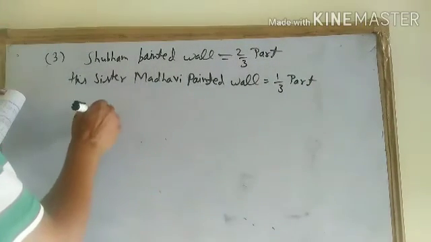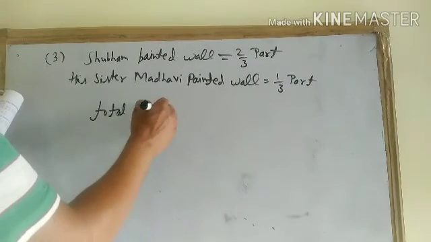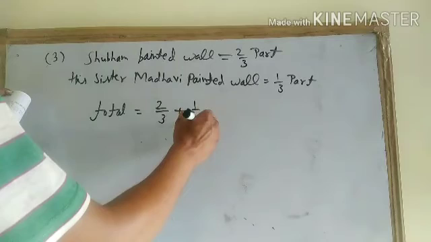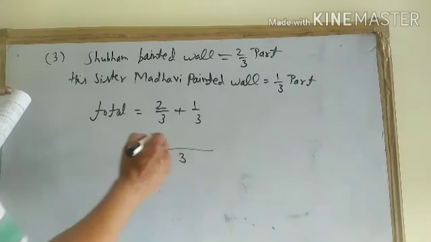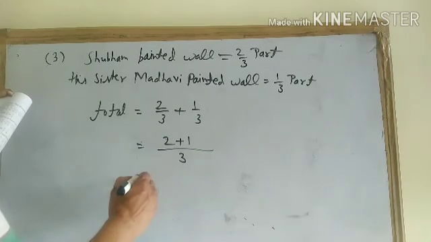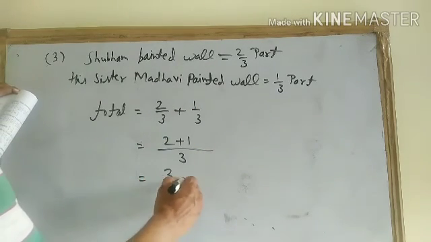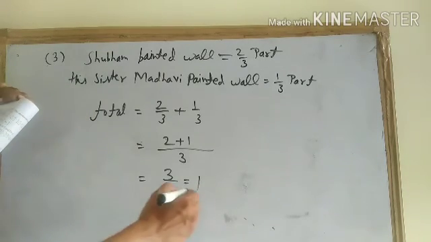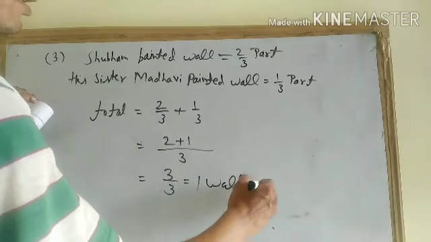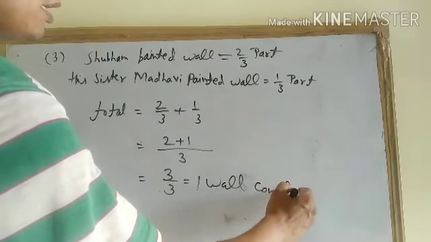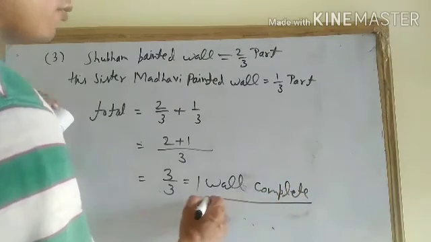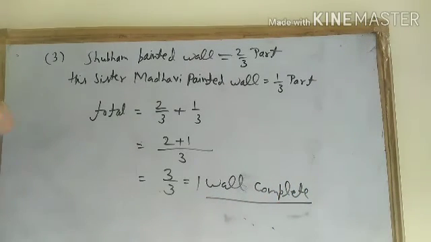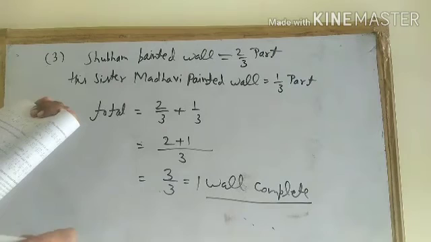So how much is the total of these two? Total equal to 2/3 plus 1/3. You can write 3 for one time, then you will get 2 plus 1, you will get 3/3, and 3/3 cancels to give 1. So the total is a complete wall, one wall complete. In this way both of them together painted one whole wall. Okay, this was your question number 3.